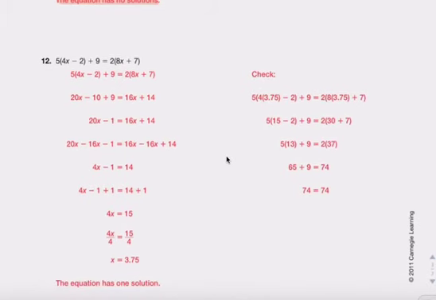Oh, no, no, no. Don't ever put your answer as a decimal. This goes in as 3 times 3 over 4. That should be the answer. X should be that, and there's one solution.